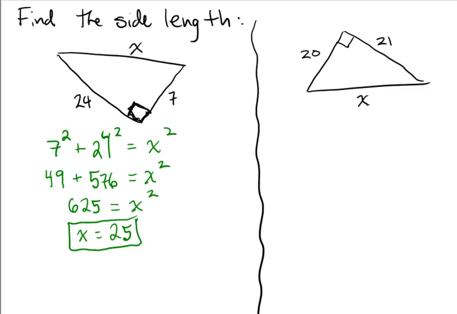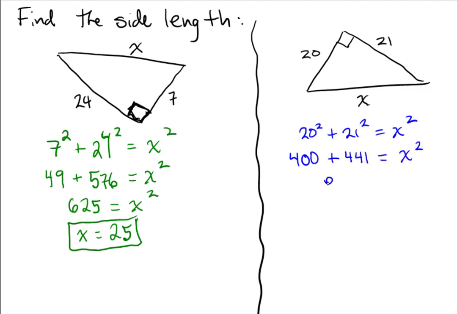So assuming you paused the video and tried that on your own, I'm going to do it now in blue. This time the picture got inverted a little bit. So we have 20 as one of the legs, 21 is the other leg, and we have to add their squares together to get x squared. 20 times 20 is like 2 times 2 with a couple of zeros on it. And again, I know my squares pretty well, so I happen to know that 21 squared is 441.